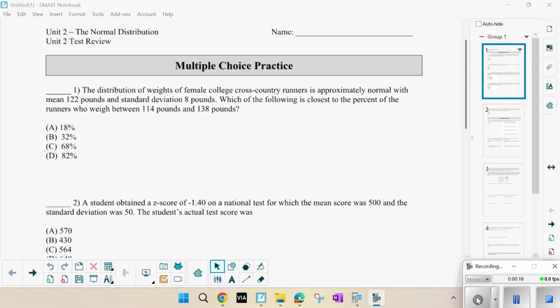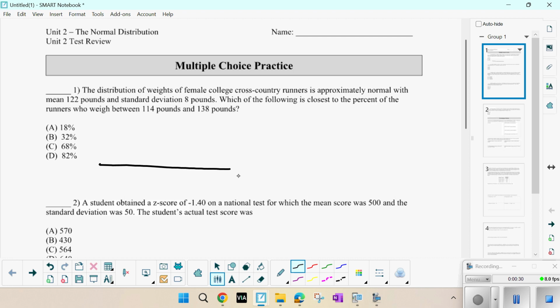and 138 pounds? So remember, when we do these, we always want to check to see are the numbers actually standard deviations away from our mean. So let's draw our rough sketch here. And we know the mean is 122. And I'm going to go 1, 2, 3 to the right and 1, 2, 3 to the left. Okay, standard deviation is 8.